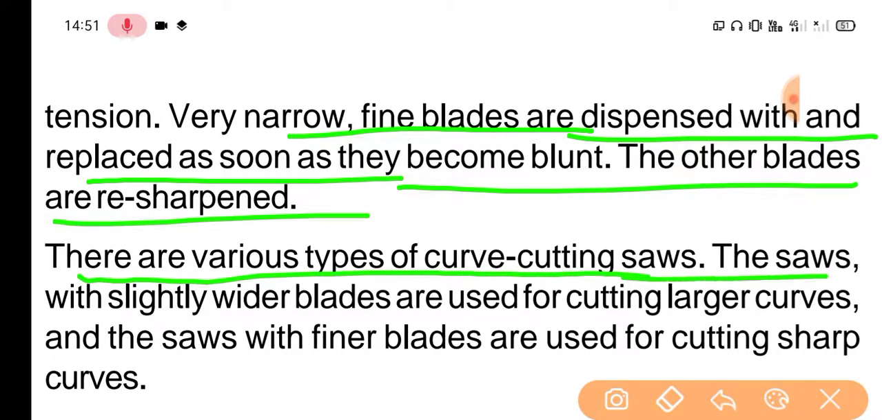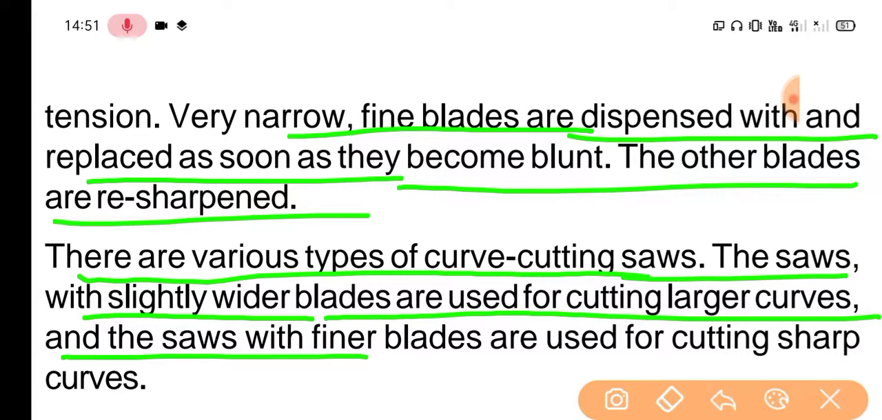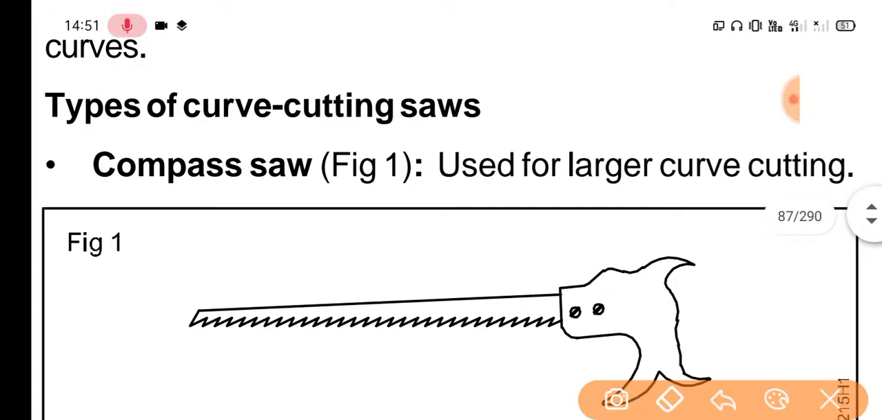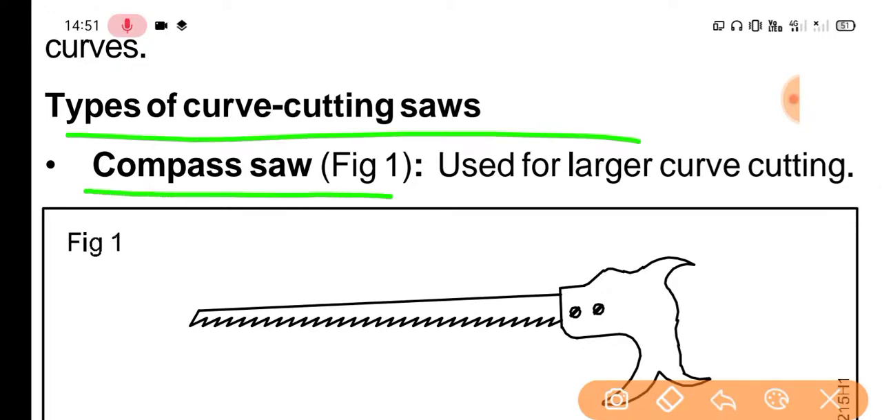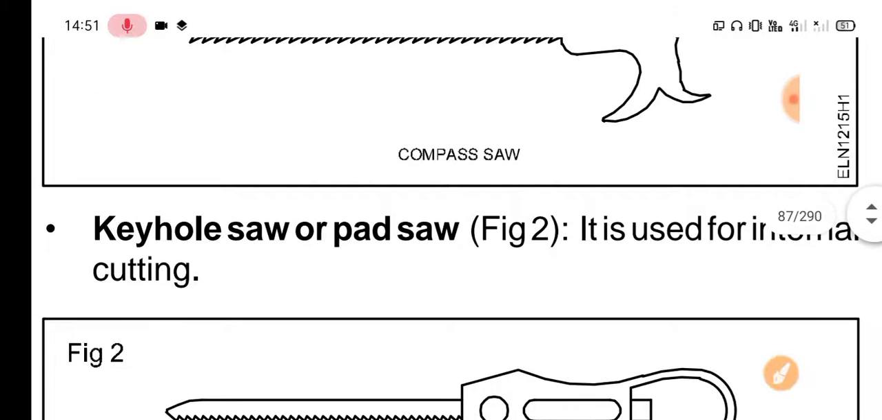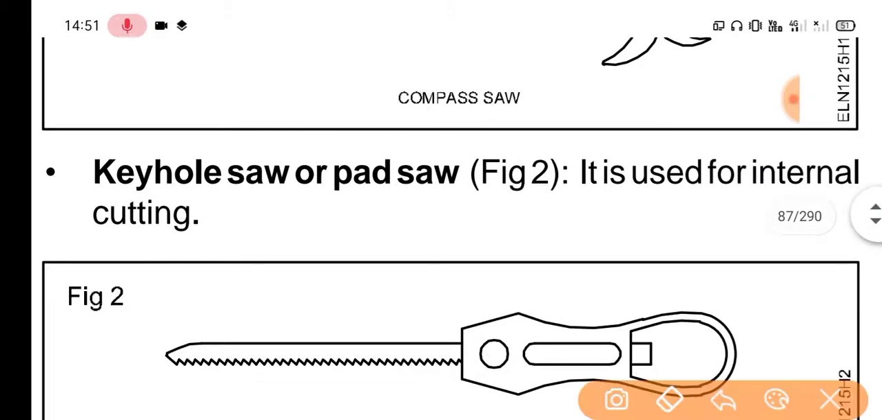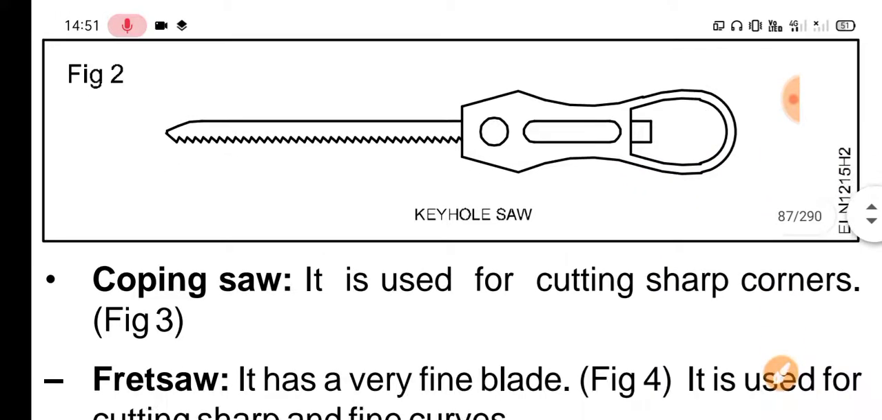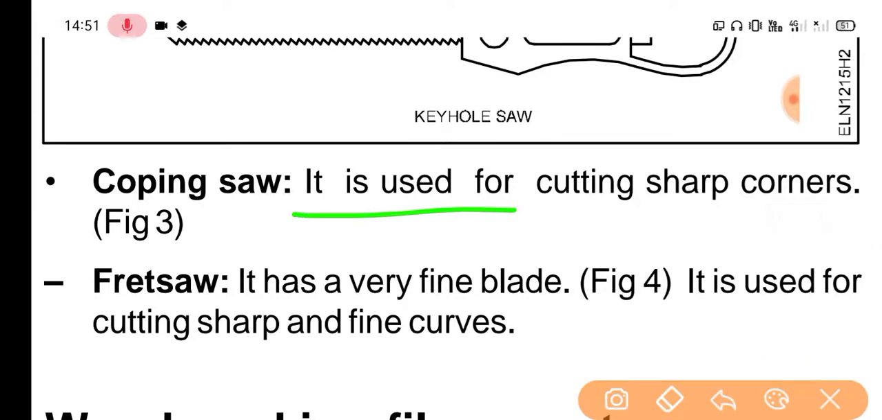The saws with slightly wider blades are used for cutting larger curves, and the saws with finer blades are used for cutting sharp curves. Types of curve cutting saw: compass saw, used for larger curve cutting; keyhole saw or pad saw, used for internal cutting; and coping saw, used for cutting sharp corners.